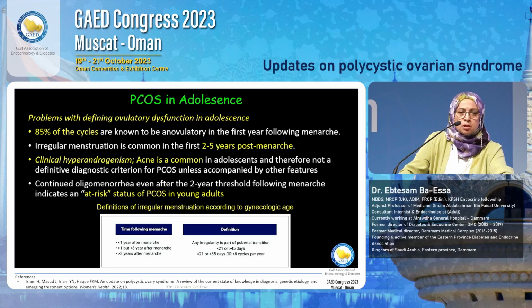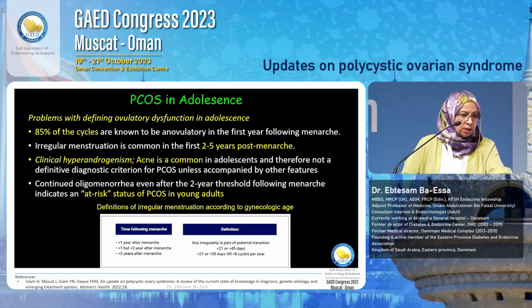So this is the closest definition of irregular menstruation according to gynecologic age that may help us. If the girl is less than 1 year after menarche, then there are no clear criteria to diagnose an irregular menstrual cycle, and this irregularity is considered part of menarche. If they are between more than 1 year to less than 3 years after menarche, then any cycle less than 21 or more than 45 days is considered abnormal. If they are more than 3 years after menarche, then any cycle less than 21 or more than 35 days, or fewer than 8 cycles a year, is considered abnormal.